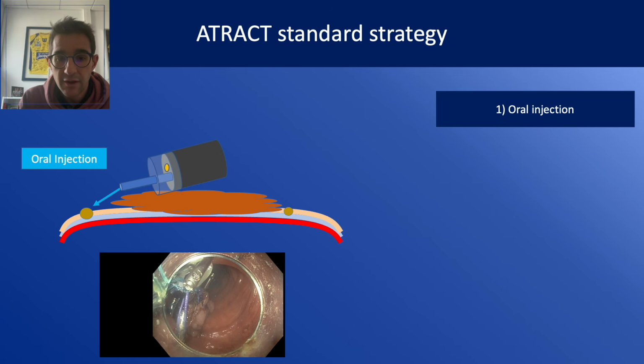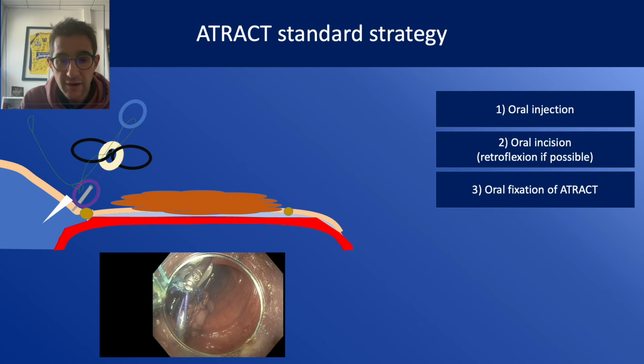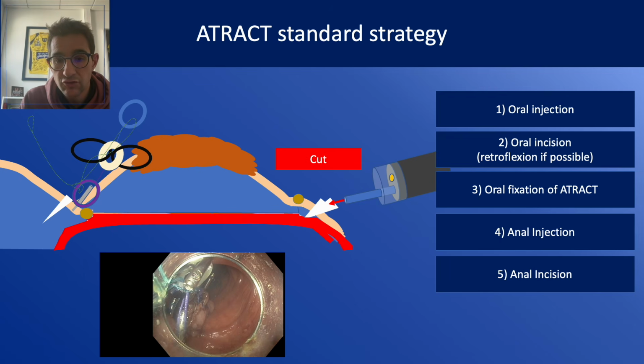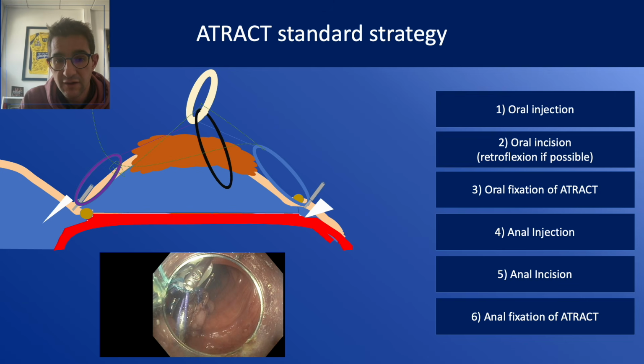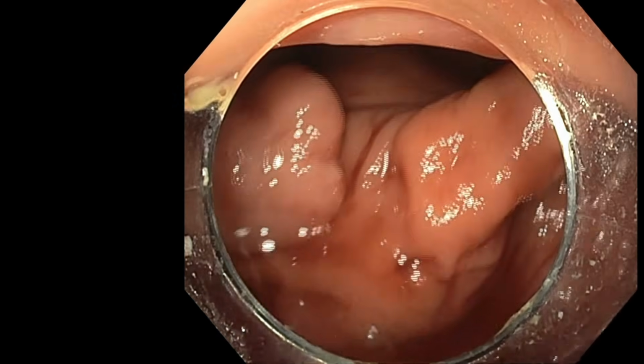And finally, my standard strategy will be oral injection, incision in retroflexion if possible. There I will fix the ATRACT device on the oral edge. Then I will do my anal injection, do my incision, fix the device of traction on the oral edge and the two loops on the lateral edges. And finally, you will have this result.